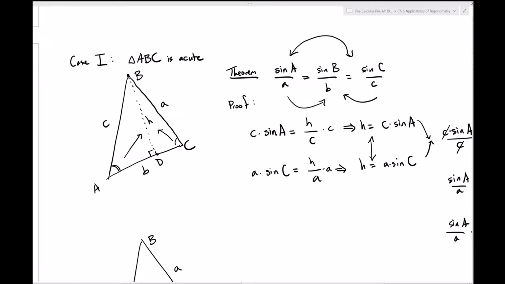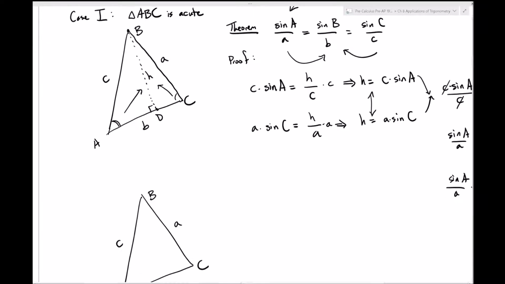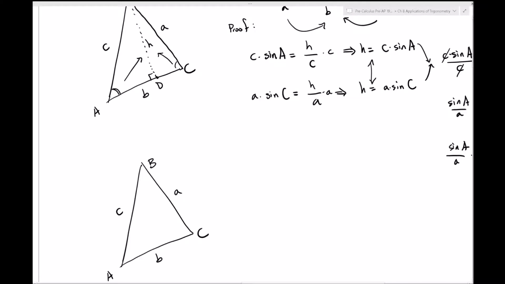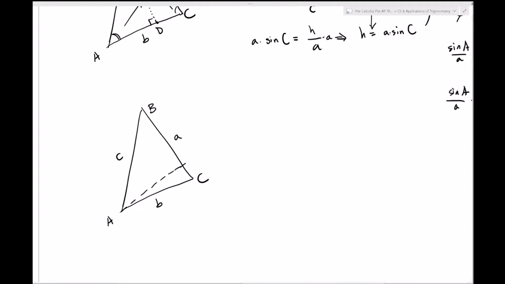We drew the altitude out of B. This time let's draw it out of A or out of C. Doesn't really matter which one. I'm going to draw it out of A. So if I draw an altitude out of A, basically it's the same mathematics. Now it's just C and B that we're comparing to each other, and we should get that sine of C over little c equals sine of B over little b.